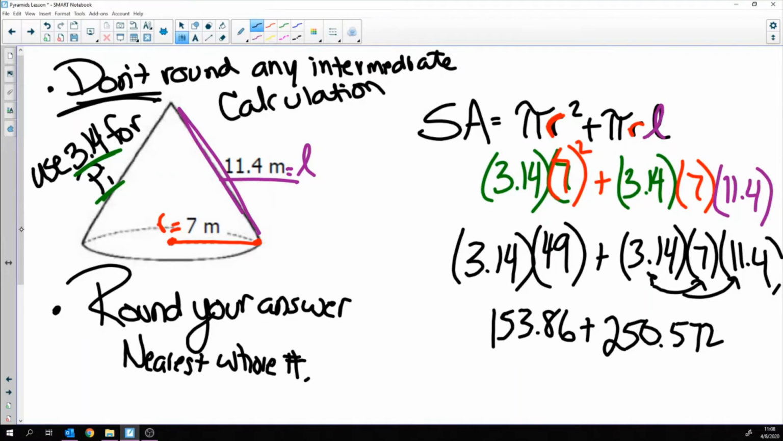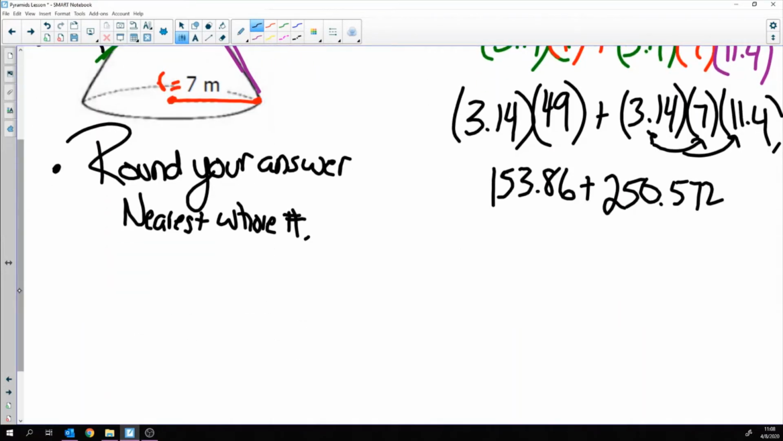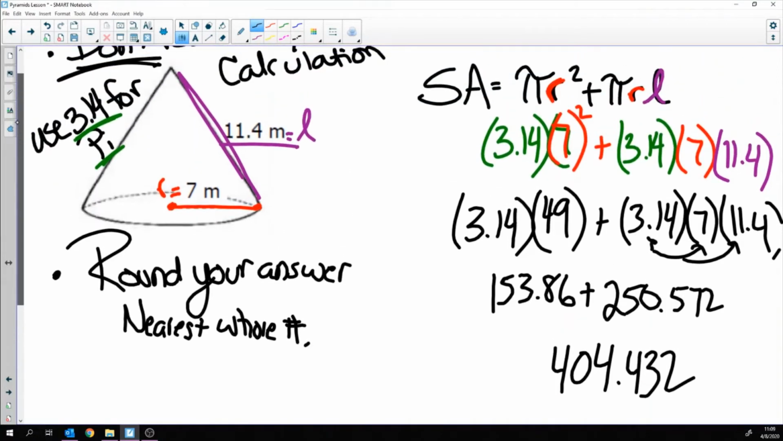And then last but not least, we do need to finish this up. So add those two things together, 153.86 plus 250.572. You'll get 404.432. Now this is where we would say we're done, but we do have to come back and check.